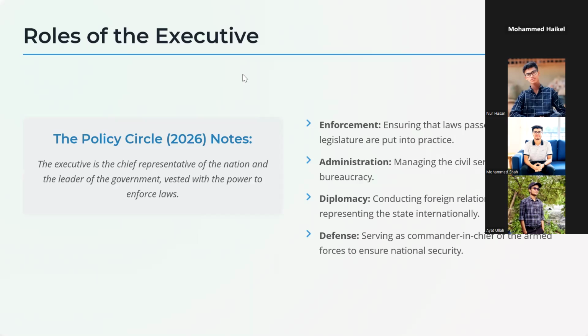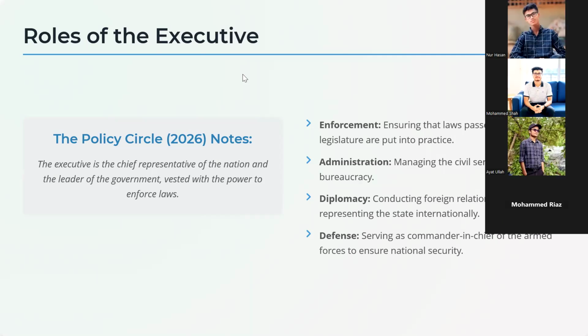They also do the diplomacy. For example, the foreign minister of a state engages with other foreign ministers or other state apparatus in other countries to ensure the continuity of diplomacy. And they also handle defense. For example, the commander-in-chief of the armed forces in every country is the president. That is to say, if the president orders all the military personnel to attack or to defend, then they do it without any hesitation.